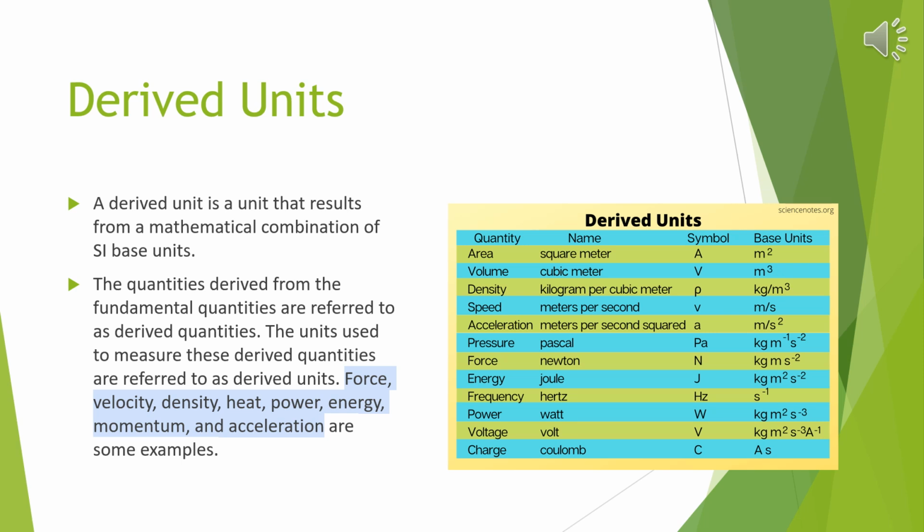A derived unit is a unit that results from a mathematical combination of SI base units. The quantities derived from the fundamental quantities are referred to as derived quantities. The units used to measure these derived quantities are referred to as derived units. Force, velocity, density, heat, power, energy, momentum, and acceleration are some examples.